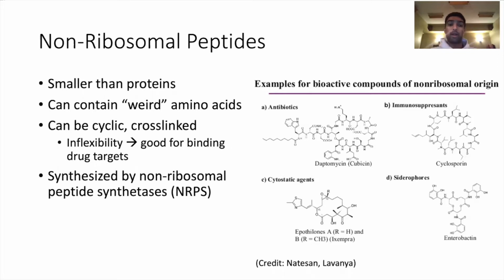So many non-ribosomal peptides have inflexibility due to this, and this makes them good drug targets or good drug binders because they hold whatever conformation they've been designed for. And you can see examples of that on the slide over there. Antibiotics, immunosuppressants, other stuff. They're synthesized by non-ribosomal peptide synthetases. So that's why we call them non-ribosomal peptides, because unlike normal peptides, they're not synthesized by ribosomes.